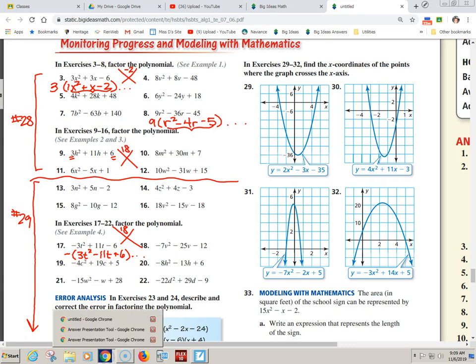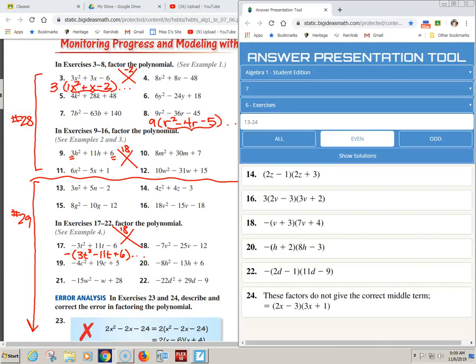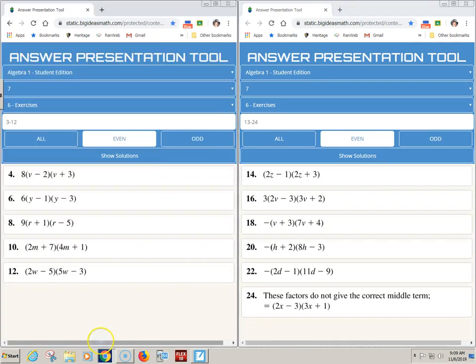So here we go. Here is, I think, the second half of homework. And here is the first half of homework. Ready, set, great. How did your factors go?